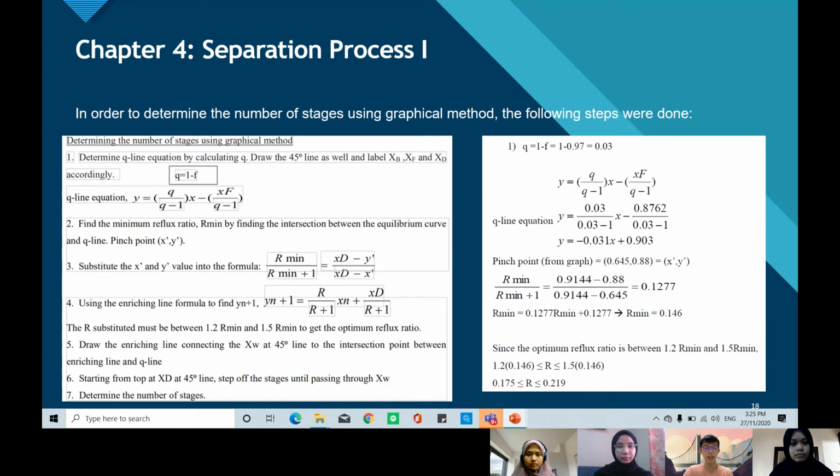After that, we use the enriching line formula to find the enriching line equation. The R substituted must be between 1.2 R min and 1.5 R min because that is the optimum reflux ratio range. After that, we draw the enriching line connecting XD at the 45-degree line to the intersection point between the enriching line and Q line. And starting from the top at XD at the 45-degree line, we step off all the stages until we pass through the XW, and the number of stages is determined. And the right-hand side of the picture is our steps for this chapter with values.